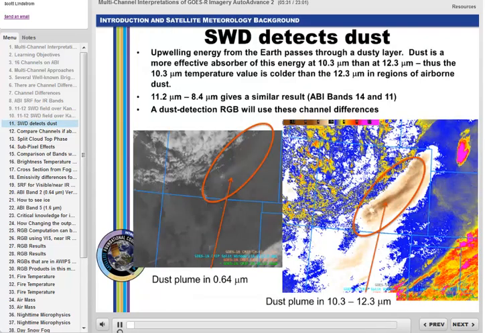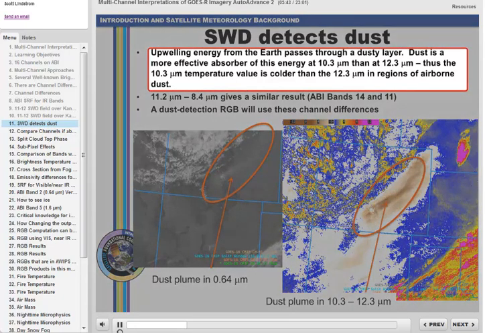The split window difference also detects dust. When energy radiates upward from the surface through a dust layer, the amount of absorption and subsequent re-emission varies with wavelength. In particular, dust is a good absorber of 10.3 micrometer radiation, but not so for 12 micrometer radiation. 10.3 micrometer energy leaves the warm surface and is absorbed by dust higher in the atmosphere, and then re-emitted from that higher level where the temperature is cooler.